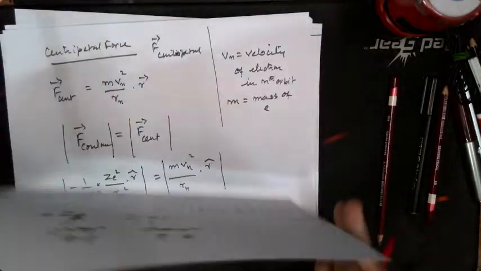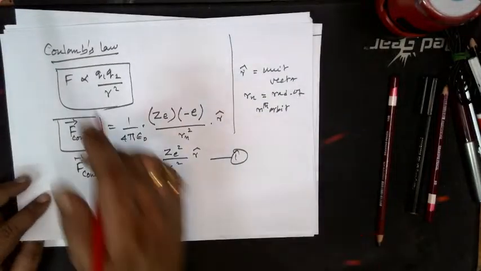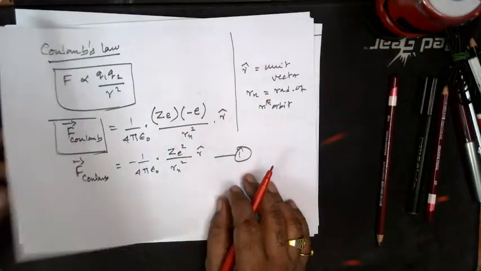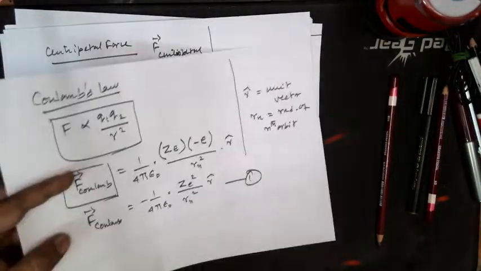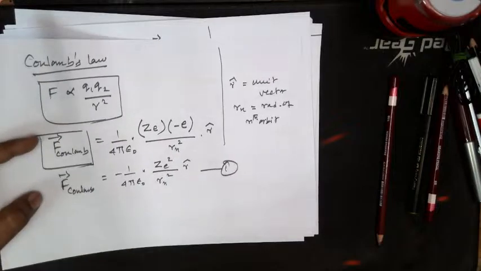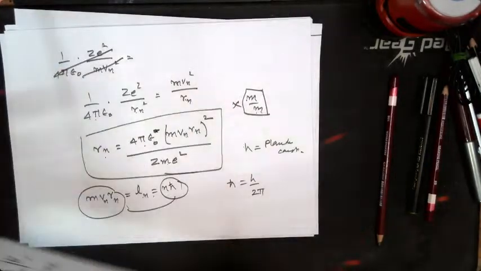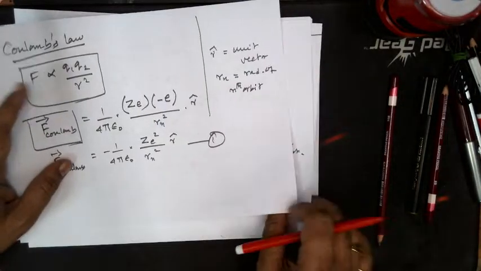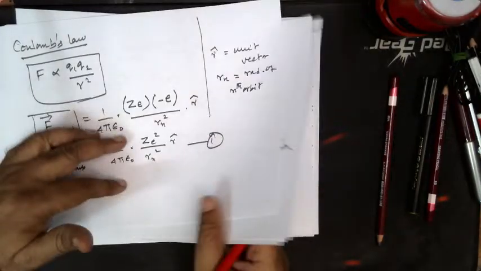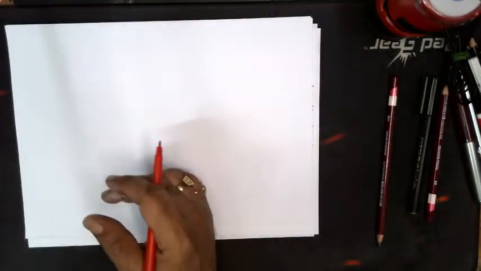You need not write all these things. Start from Coulomb's law. So how did you have to start? Let me make a mind map for this so that it will be very helpful for you. I'll try to summarize this in a different way so that you can easily derive it.